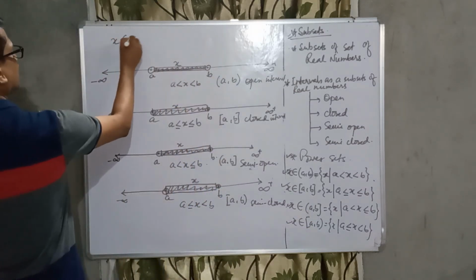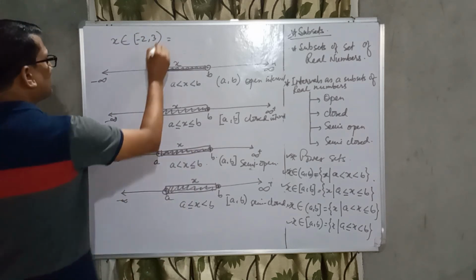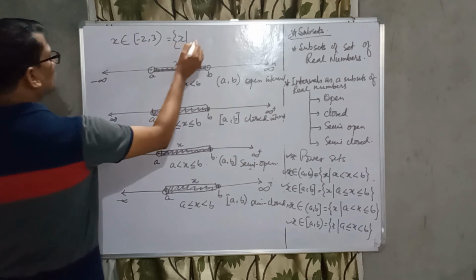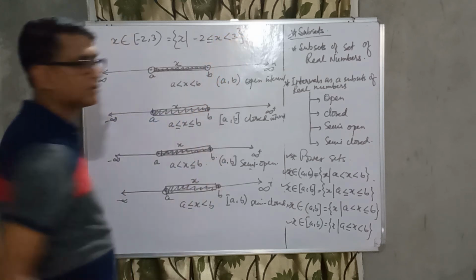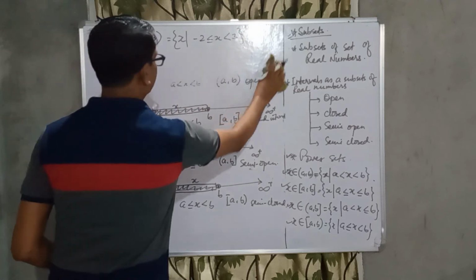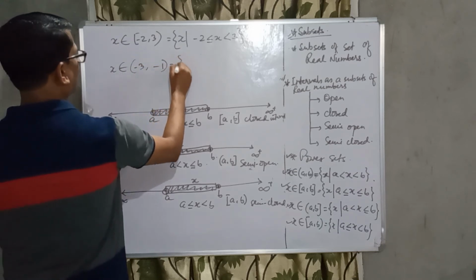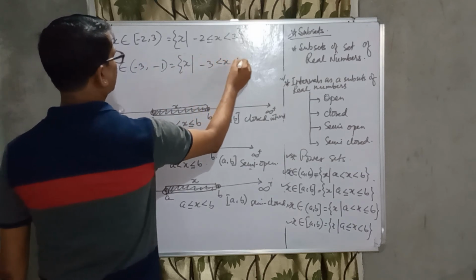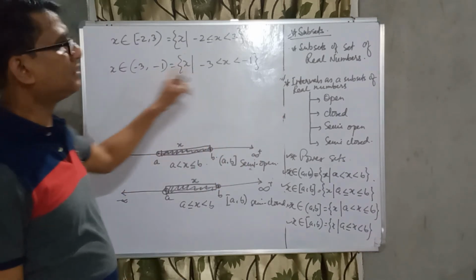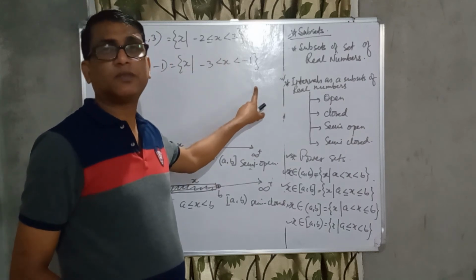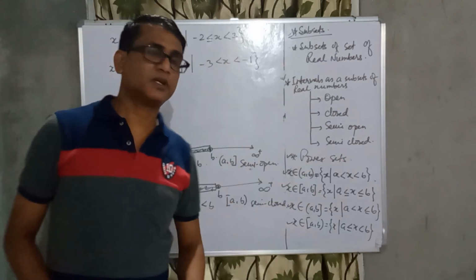If x is a value which lies between -2 and 3, how can I express this in set builder form? x such that -2, where the first end is closed, ≤ x < 3. This is the way to write. If I write x belongs to (-3, -1), what will I write? x such that -3 < x < -1. Clear? So this is the way to express an interval in set builder form. If it is given in set builder form, we can write it as an interval, and if it is given as an interval, we can express it in set builder form.